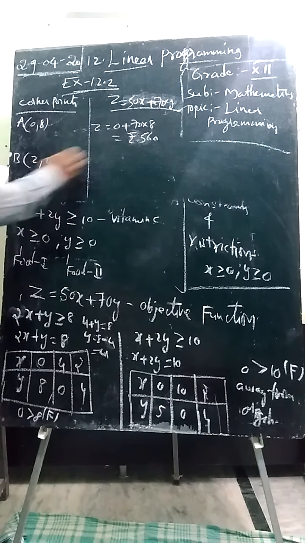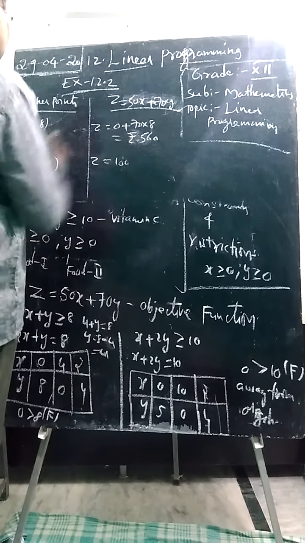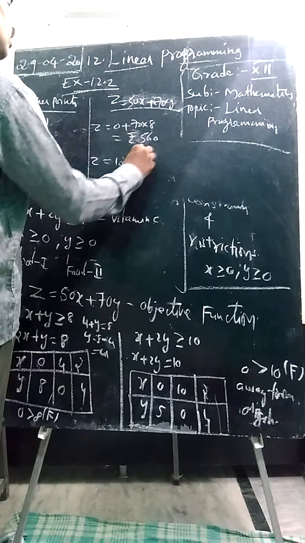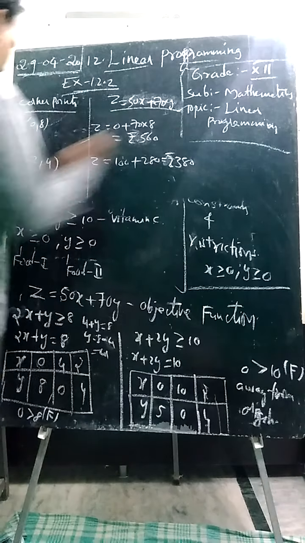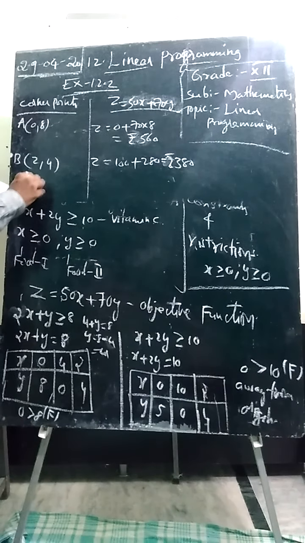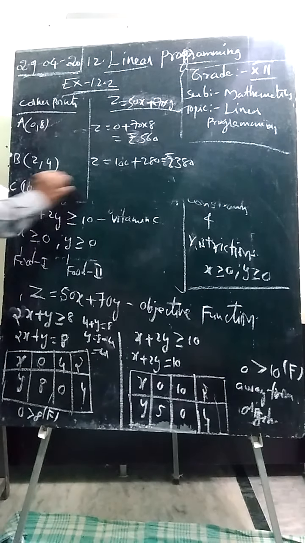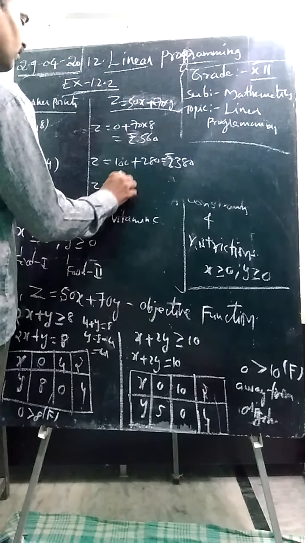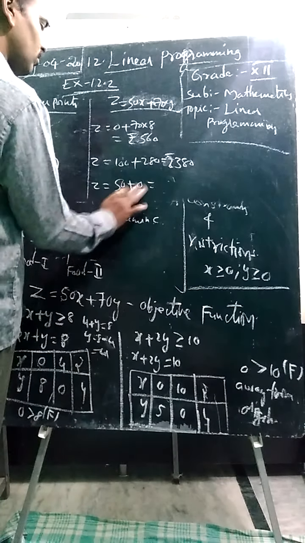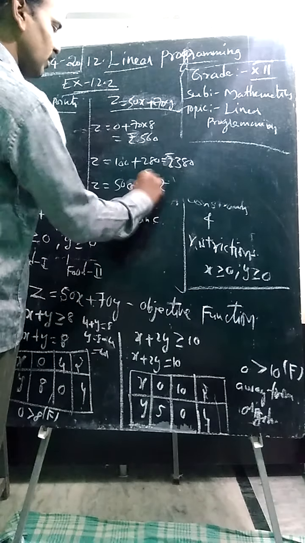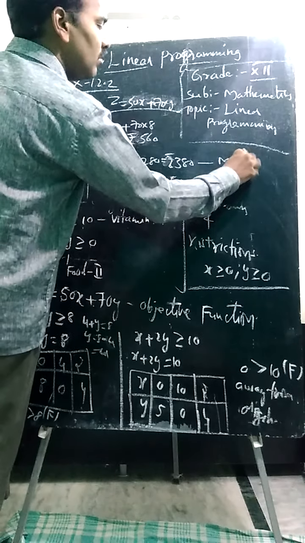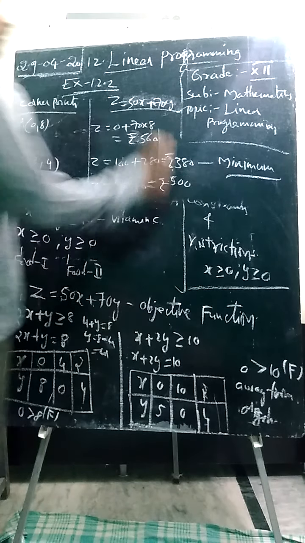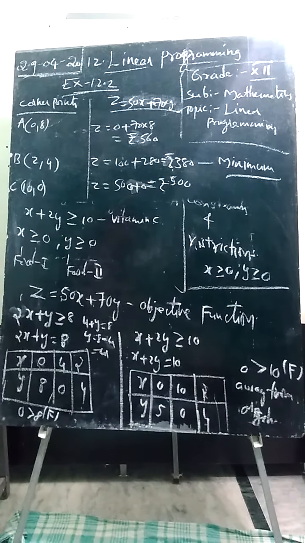If you take B (2, 4), students, 50 into 2 is 100, plus 70 into 4 is 280, that is equal to 380 rupees. Rupees 380. And then C is (10, 0), the corner points we get. If you substitute here, 50 into 10 is 500, plus 0, rupees 500. Where is the minimum amount? Here is the minimized value. I mean we have to spend rupees 380 to get the maximum amount of vitamin A and vitamin C.